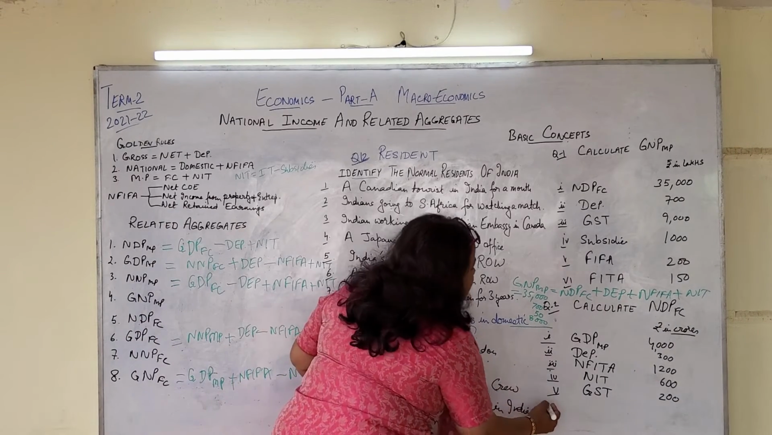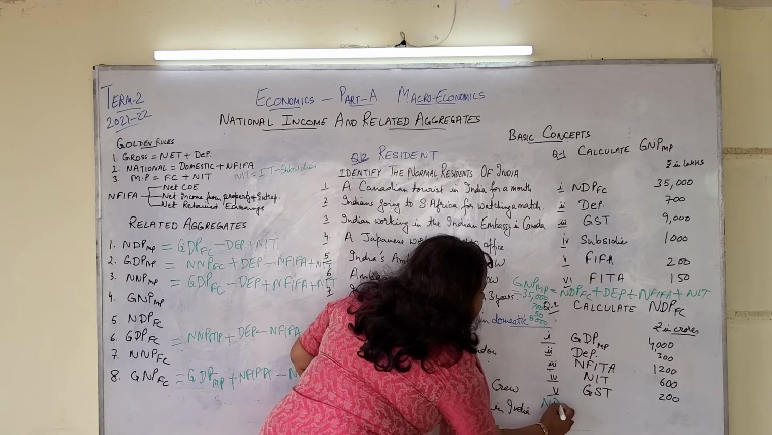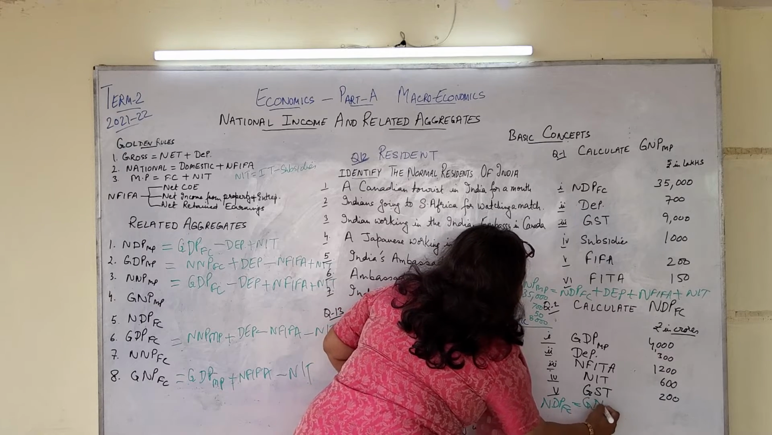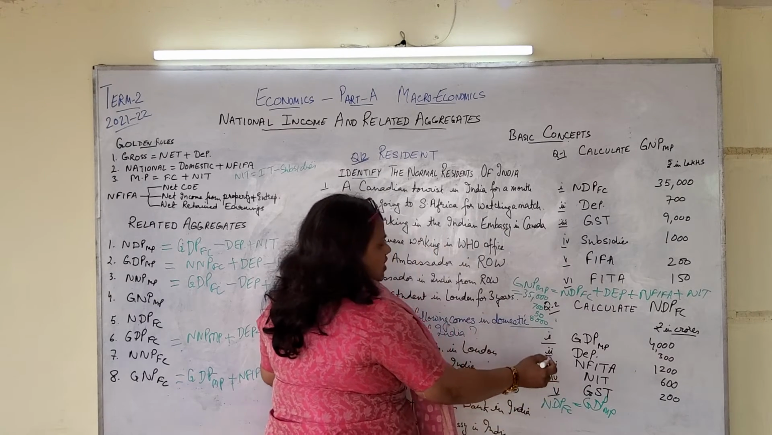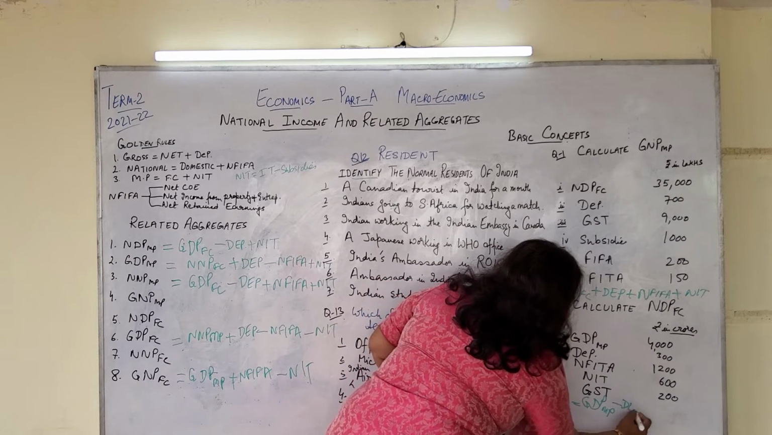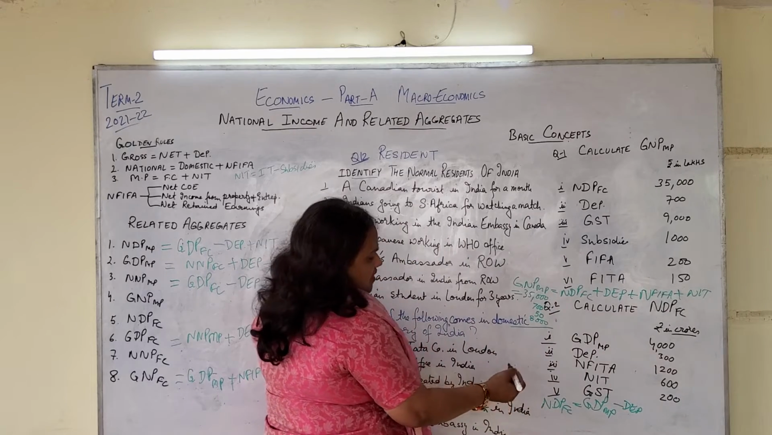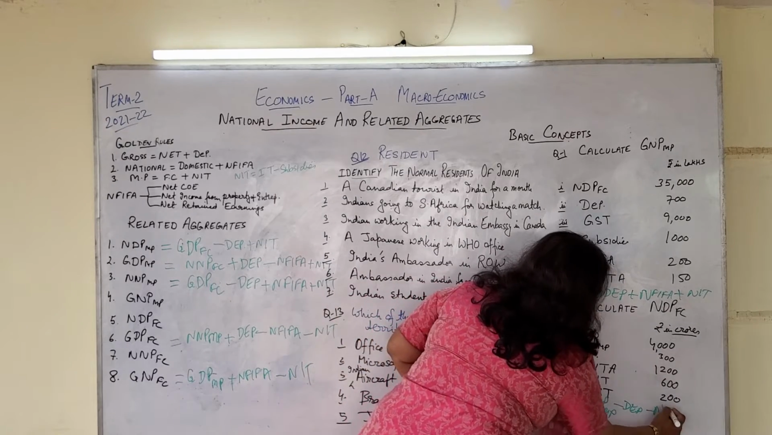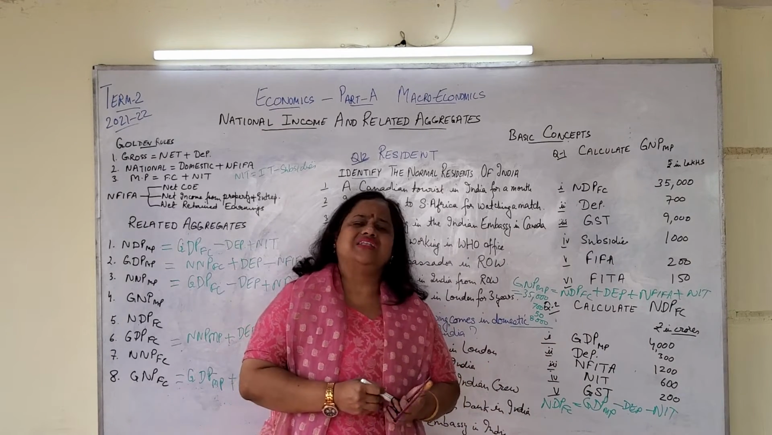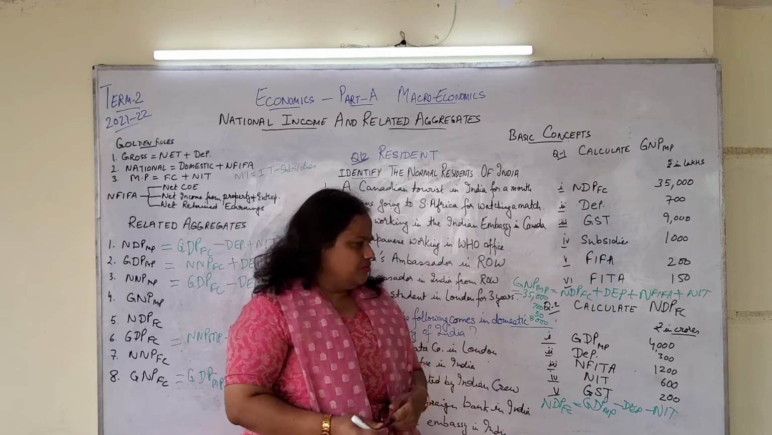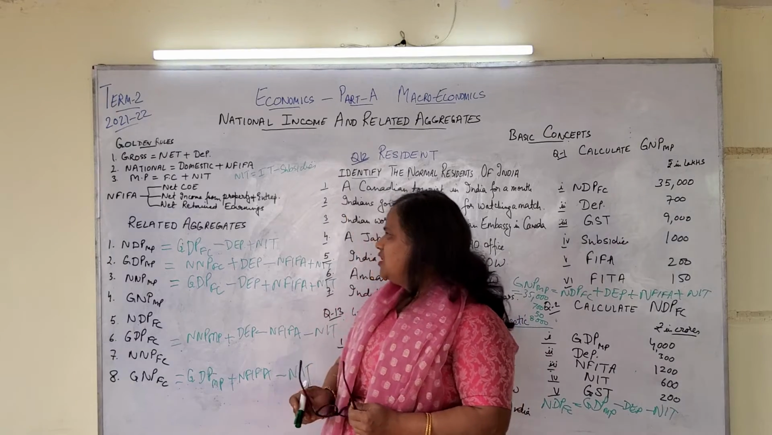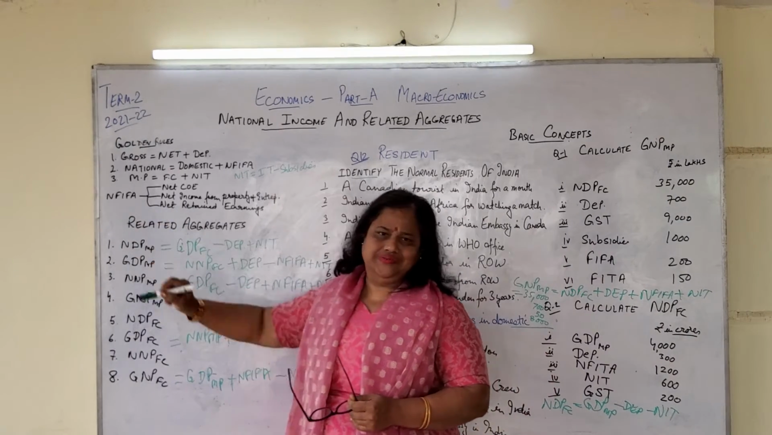Let's see another numerical. Here you have to find out NDP at FC, right? What is given to you? GDP at MP. Now here gross and net, so this will be minus depreciation, right? Domestic is same and minus NIT, and then you apply the formula. First you write the formula, state the formula using the golden rules, and then you put the values, substitute the values. Now what is net factor income from abroad?